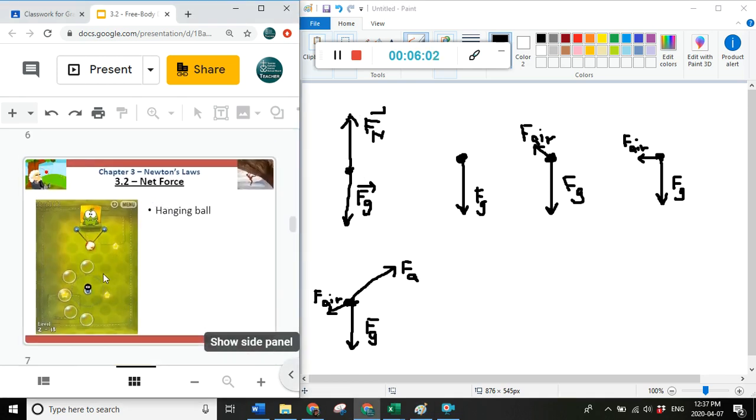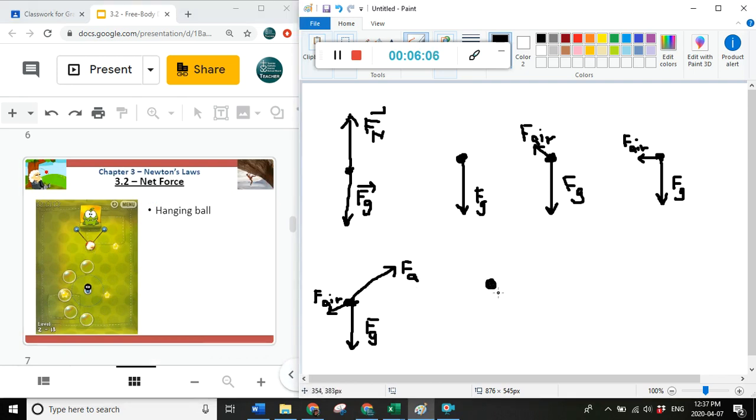Okay, now we have a hanging ball. There's my ball right there. So there I draw my dot to represent my ball. Now there's always a force of gravity acting on this ball. And then we ask, is anybody pushing on the ball? No. Is it resting on the surface? No. Is it moving through the air and has air resistance? No. But we can see there are these two strings holding it up.